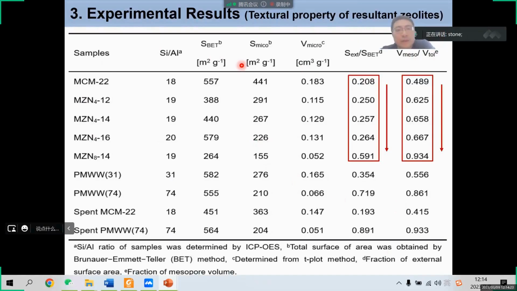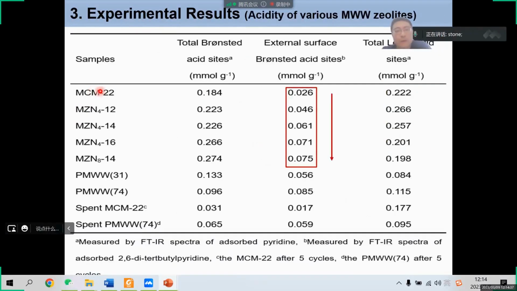From this data, we find the MWW zeolite nanosheet exhibits a higher fraction of external surface area and microporous volume compared to MCM-22. This table also gives the acidity of the MWW zeolite. From this data, we confirm that the MWW zeolite nanosheet exhibits higher external Bronsted acid sites compared to the conventional MCM-22.